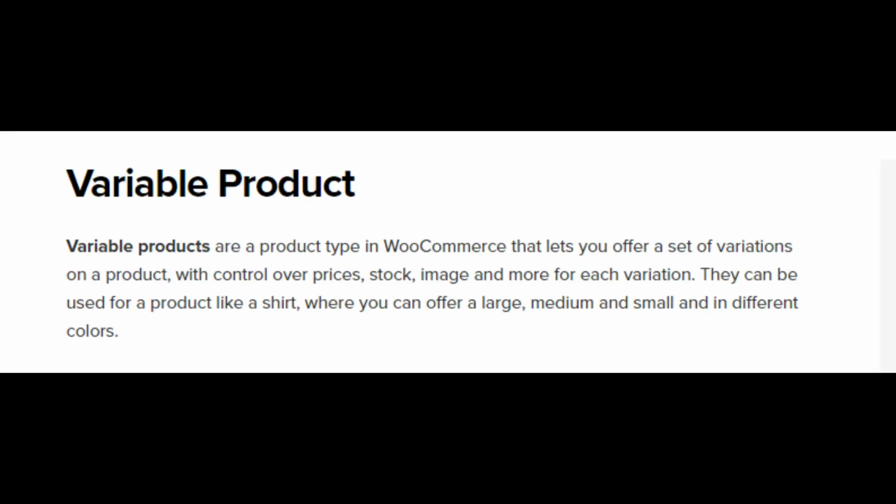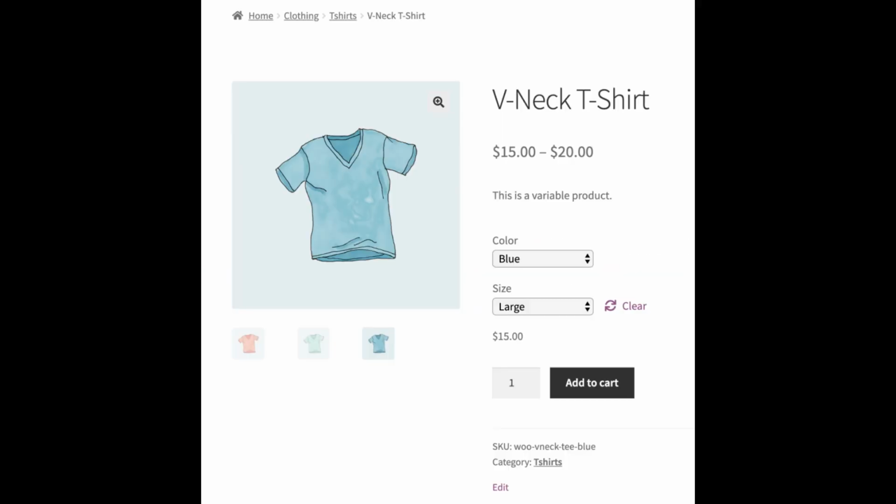Now I am going to show you how you can add a variable product. If you don't know what variable product is, variable products are a product type in WooCommerce that lets you offer a set of variations on a product, with control over prices, stock, image and more for each variation. They can be used for a product like a shirt, where you can offer a large, medium and small and in different colors. And on the front end, when viewing a variable product, the user is presented with drop-down boxes to select variation options. Selecting options will reveal information about the variation, including available stock and price.